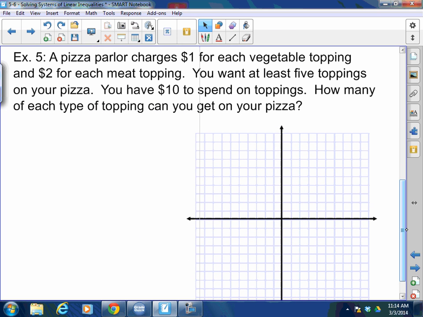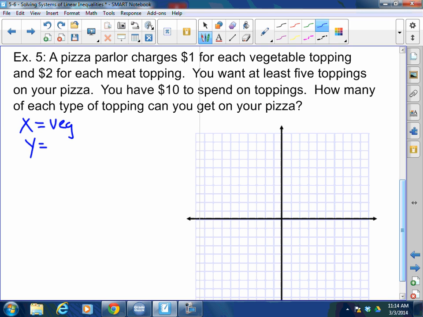A pizza parlor charges $1 for each vegetable topping and $2 for each meat topping. You want at least 5 toppings on your pizza. You have $10 to spend on toppings. How many of each type of topping can you get on your pizza? What do you want to call X? Okay, so veggie is X, and we're going to say Y is our meat.